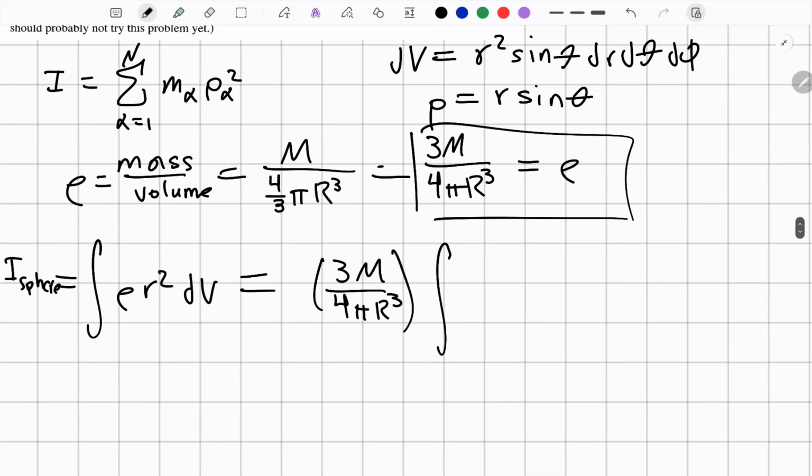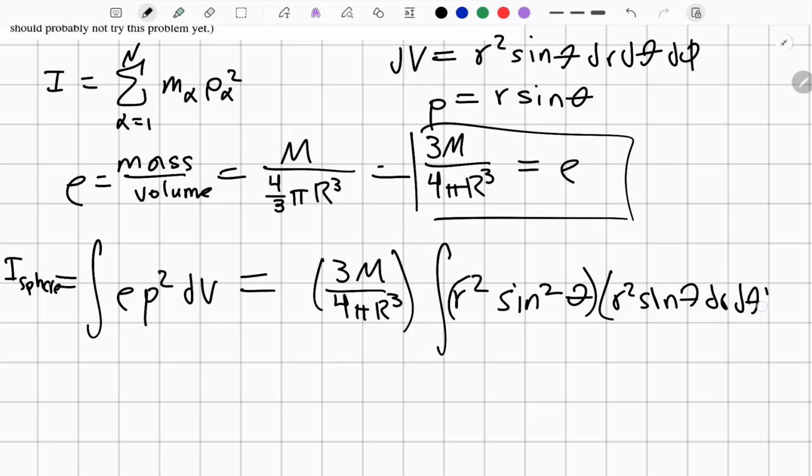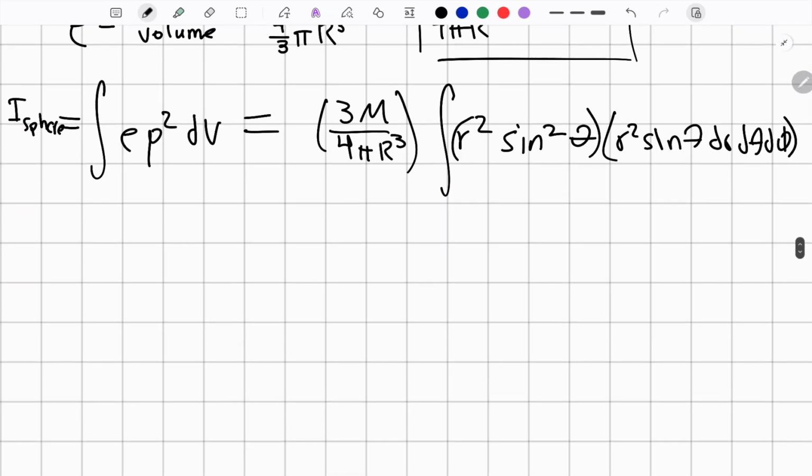Our rho squared is going to be r squared sine squared theta, and our dV will turn into r squared sine theta dr d theta d phi. So we have 3m over 4 pi r cubed.